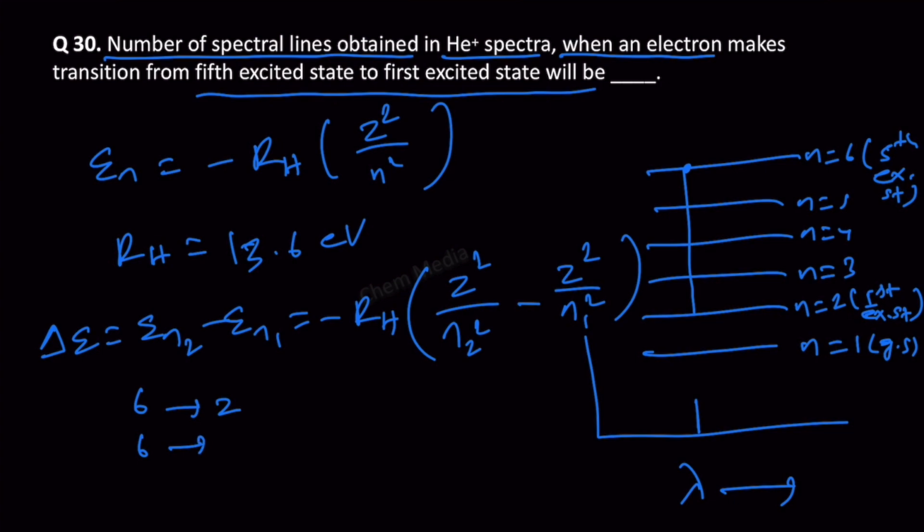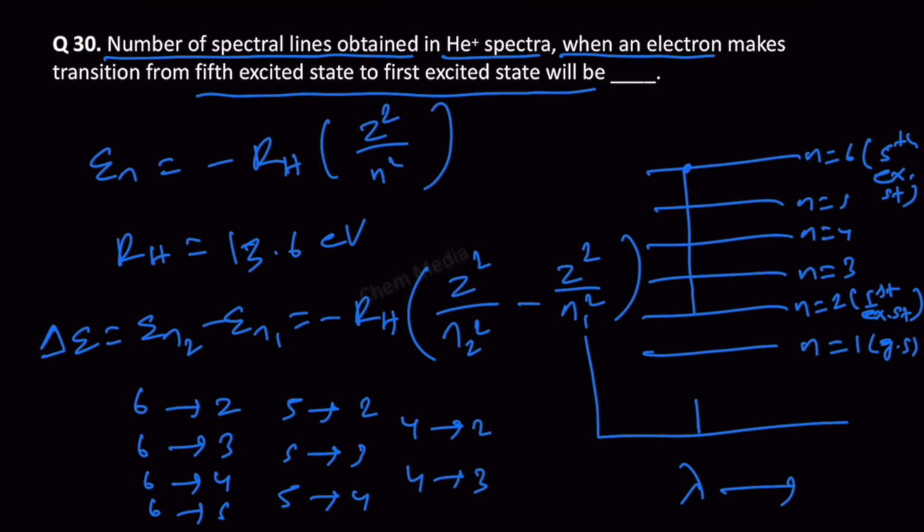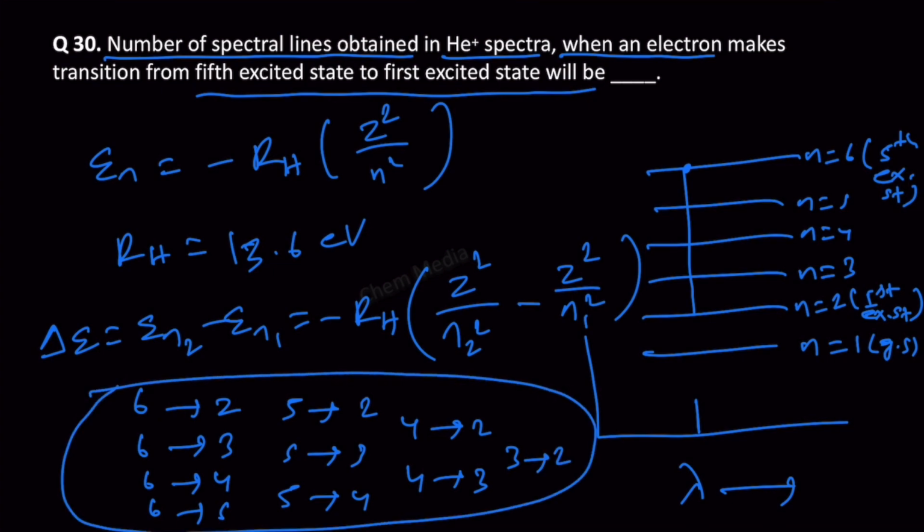It could be 6 to 3, it could be 6 to 4, it could be 6 to 5. All these transitions will be happening. The electron makes a jump. We would get a spectral line for these transitions too. So 5 to 2, 5 to 3 and 5 to 4, likewise 4 to 2 and 4 to 3 and then 3 to 2. These are the 10 transitions that would happen and we would get 10 spectral lines.